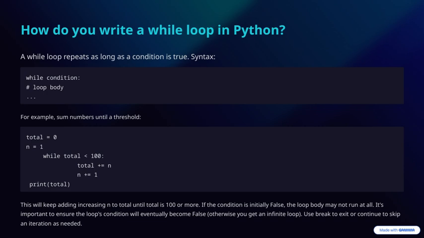In the example, we initialize total to 0 and n to 1. Then, as long as total is less than 100, we add n to total and then increment n by 1. This process repeats, gradually increasing total until it reaches or exceeds 100. This pattern is useful when you want to sum numbers until a certain threshold, and it highlights how a while loop can dynamically control repeated actions based on conditions.